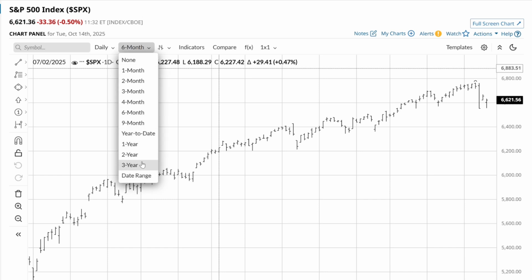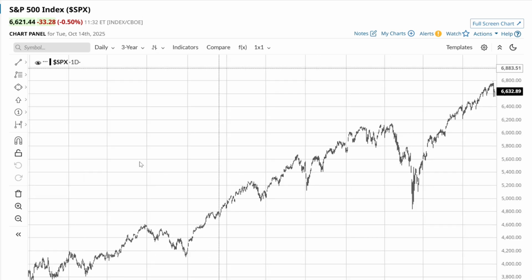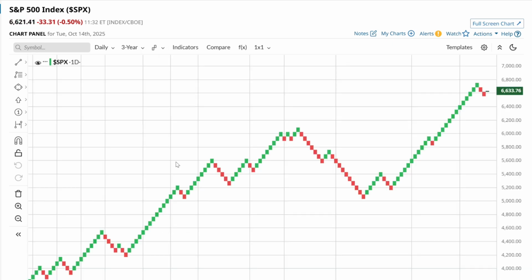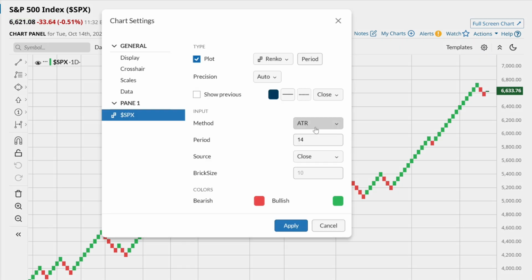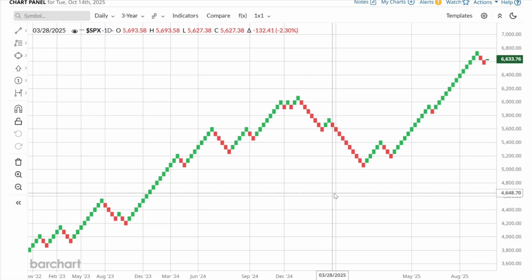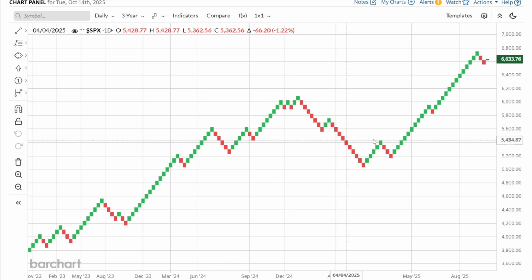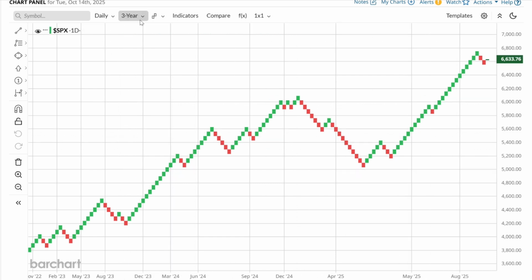The first thing I always do is look at the broader market. Here, I've pulled up the S&P 500 index and switched it to a Renko chart using the default ATR 14 setting. For long-term analysis, I like to zoom out to the 3-year view. That gives me a solid sense of how the market is moving.